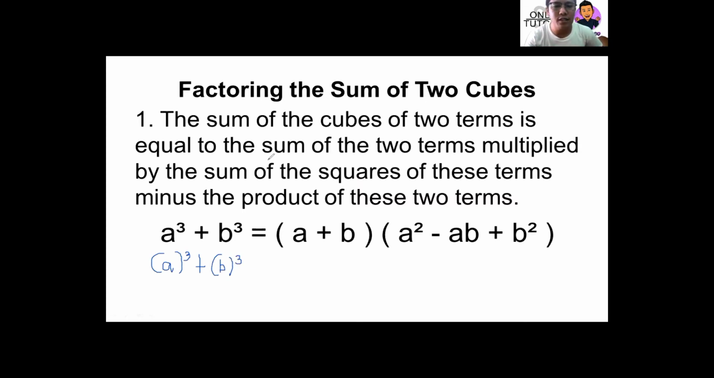So the first one is the sum of the two terms, a and b. So we have a plus b, and then multiplied by the sum of the squares of these terms minus the product of these two terms. So the square of a is a squared. The square of b is b squared. And then we subtract the product of a and b, that is ab.